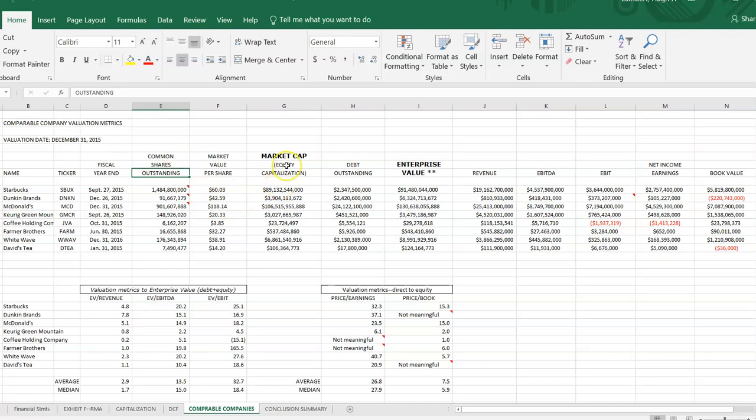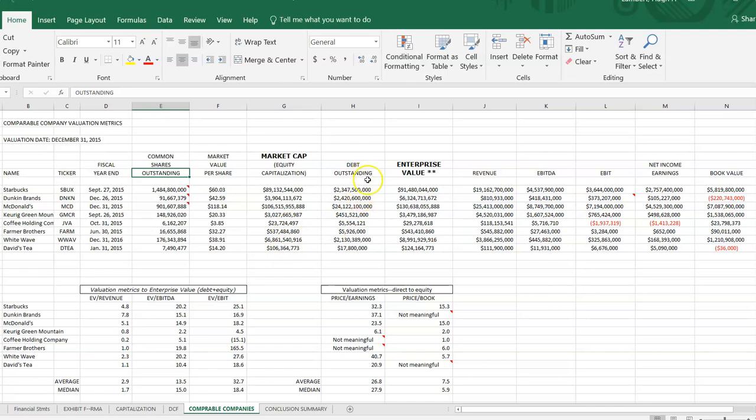We have the equity capitalization, or what's called the market cap. So again, the number of common shares outstanding here in column E times the market value per share, which was column F, equals our equity value. So what this says is that the equity valuation of Starbucks as of this date was $89 billion. McDonald's was $106 billion, and so on and so forth. Some are quite small. David's Tea is only, and I say the word only in quotes, $106 million market cap as opposed to billion. So some of these are huge companies, some of these are much smaller.